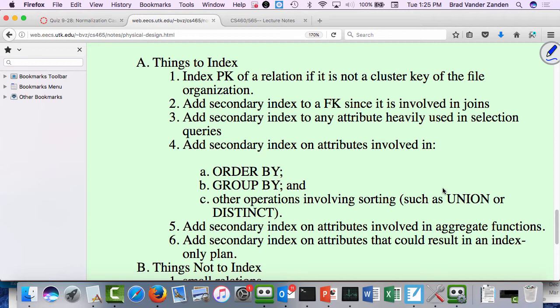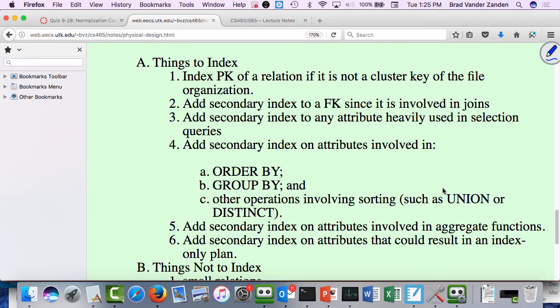Okay, and why do you think we would typically index the primary key? There's an operation that's involved a boatload of times, even if it's an artificial key. Join. So it's going to be involved in a lot of joins. We probably don't want to be doing a sequential search through our file looking for the primary key. So we probably want to put an index on the primary key of a relation.